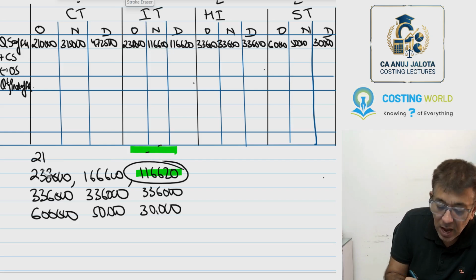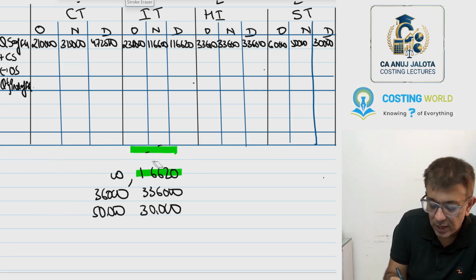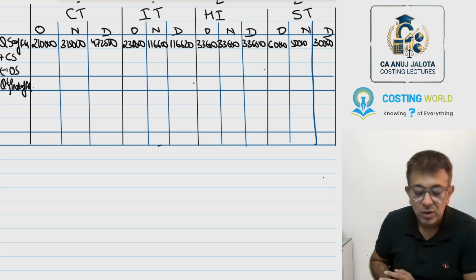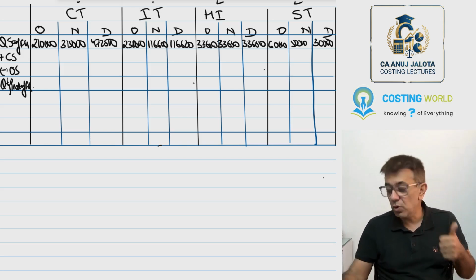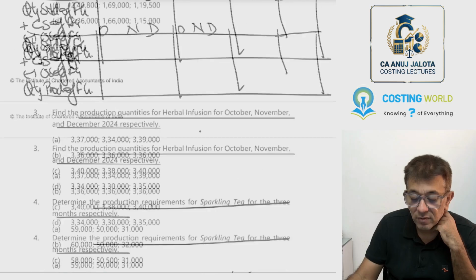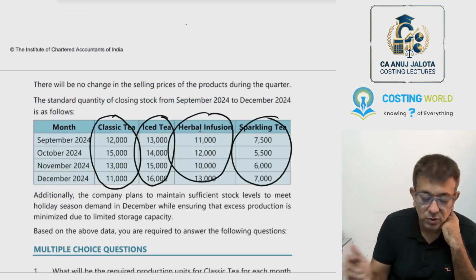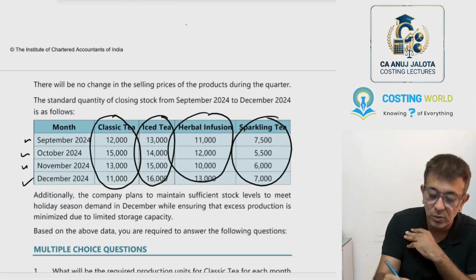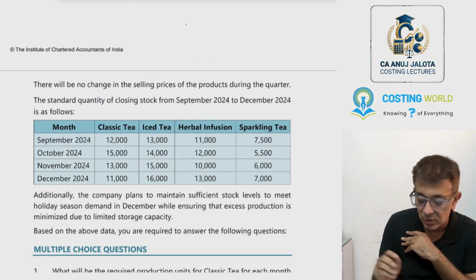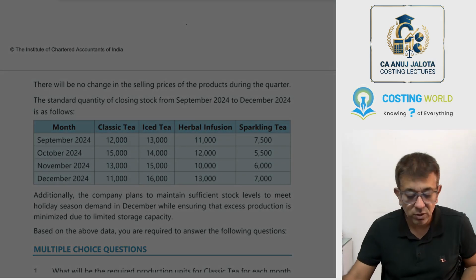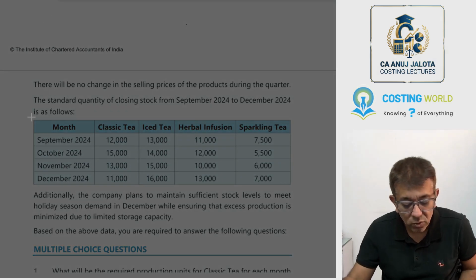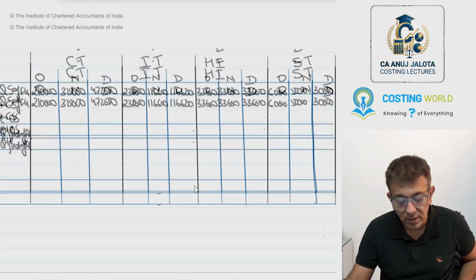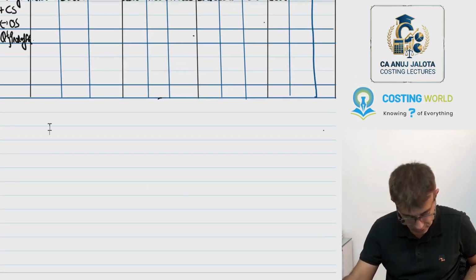Now see, I want closing stock and opening stock for each of the months of October, November and December. What you are given over here, these are the closing stocks for September, October, November and December, correct? Okay, what I'll do, I'll rub off this part. Now this data, I'll try to copy down, so I don't have to scroll again and again. These are the stocks at the end of each and every month. Okay. So I want this data over here.